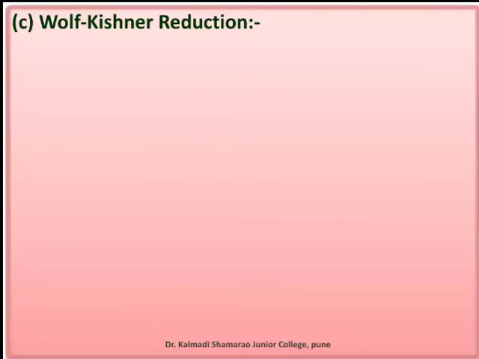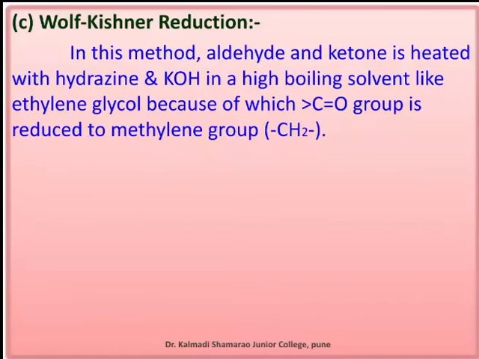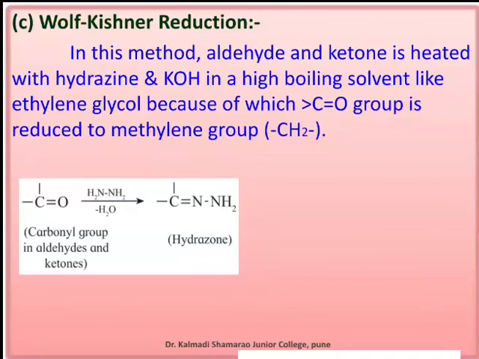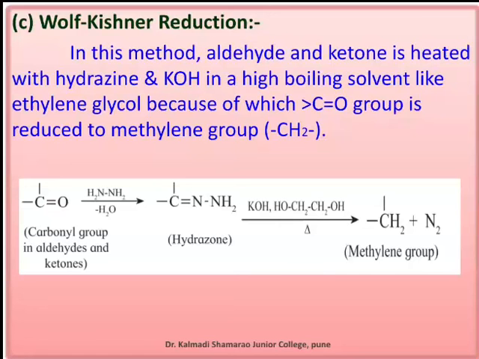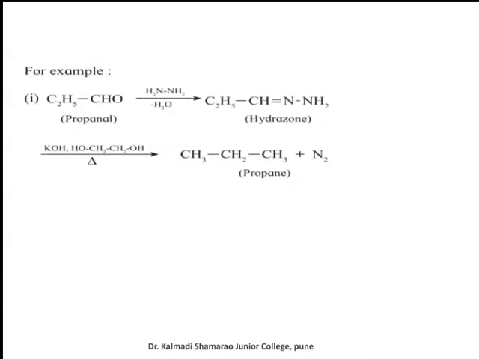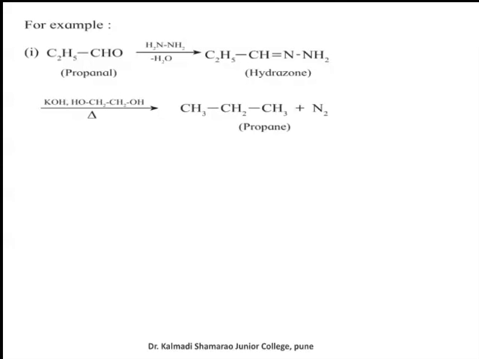The next reduction reaction is the Wolff-Kishner reduction reaction. In this reduction method, an aldehyde or ketone is heated with hydrazine and KOH in a high boiling solvent like ethylene glycol, because of which the carbonyl group is reduced to a methylene group. For example, propanal reacts with hydrazine to give hydrazone, which in turn reacts with KOH in the presence of ethylene glycol to produce propane plus N2.